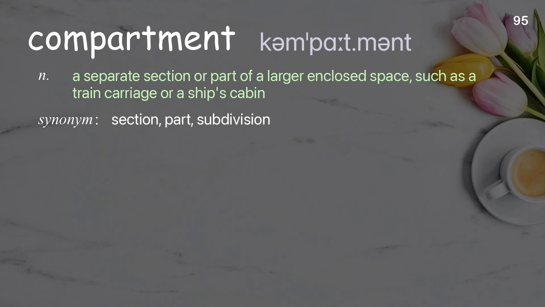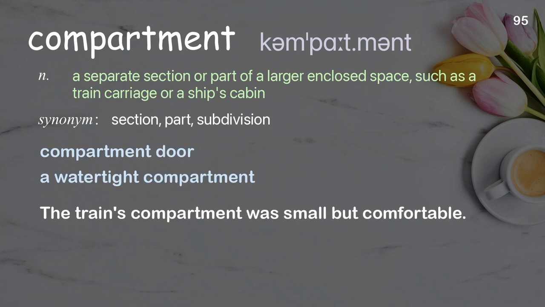Compartment: a separate section or part of a larger enclosed space, such as a train carriage or a ship's cabin. Examples: compartment door, a watertight compartment. The train's compartment was small, but comfortable.